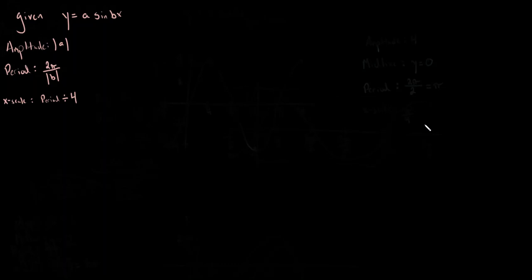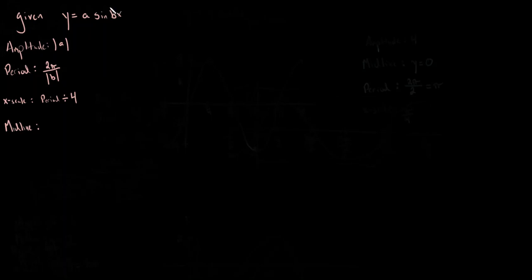Okay, so now we finally get to the part where we can actually change the midline as well. We talked about how we can change the amplitude, period, and how we find the scale for the x and y axis. The one thing that we haven't talked about is the midline. And the midline was always y equals 0 up to this point. But what if we actually just shifted the graph up or down? That would affect what the midline is.